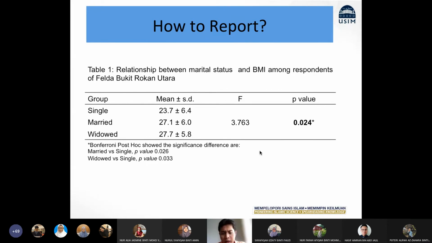Dia sebenarnya ada panjang lebar explanation pasal Levene test ni, tapi I don't think you want to know. Just faham, kalau Levene test, ingat ni soalan yang selalu orang confuse. Levene test for homogeneity, kita tak nak dia significant, kita tak nak dia less than 0.05, kita nak dia more than 0.05. Tapi kalau t-test, ANOVA, kita nak dia 0.05. Kalau you guys get the concept, anything that is less than 0.05, maknanya dia significant, ada significant difference. Anything more than 0.05 maknanya tak ada significant difference.